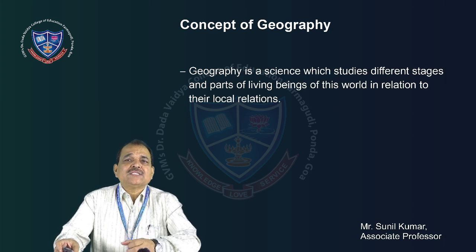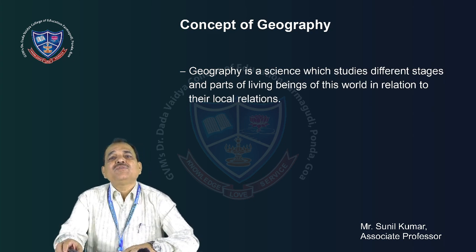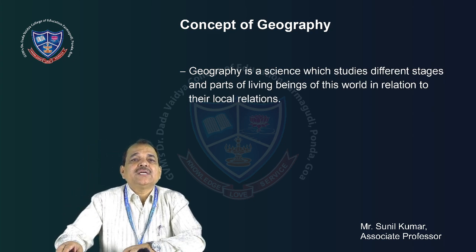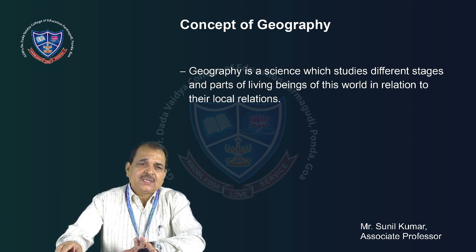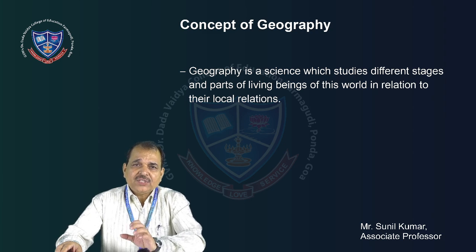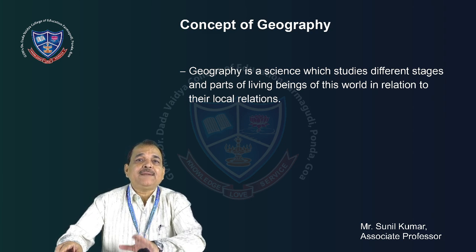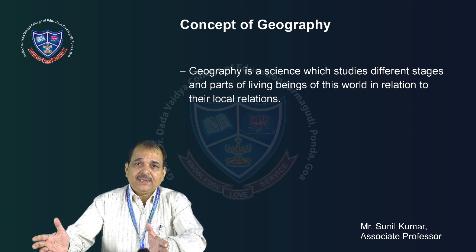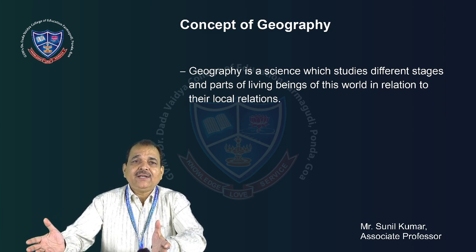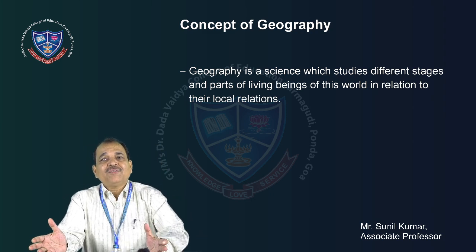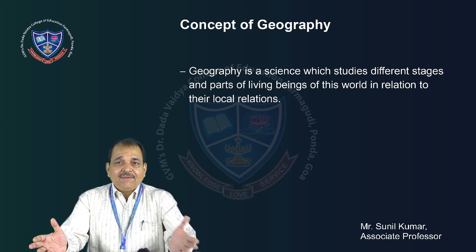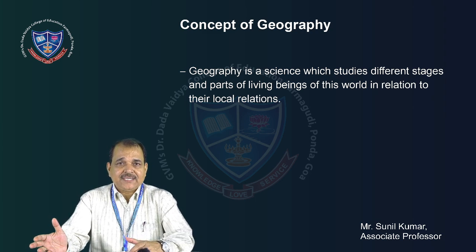Geography is a science which studies different stages and parts of living beings of the world in relation to their local relation. Basically, geography is divided into two parts: local geography and advanced geography. So it is a science which studies different stages and parts of living beings of this world, right? Whether it is human beings or vegetation, any kind of creation that has life, in different stages, and their life in relation to their local relations.